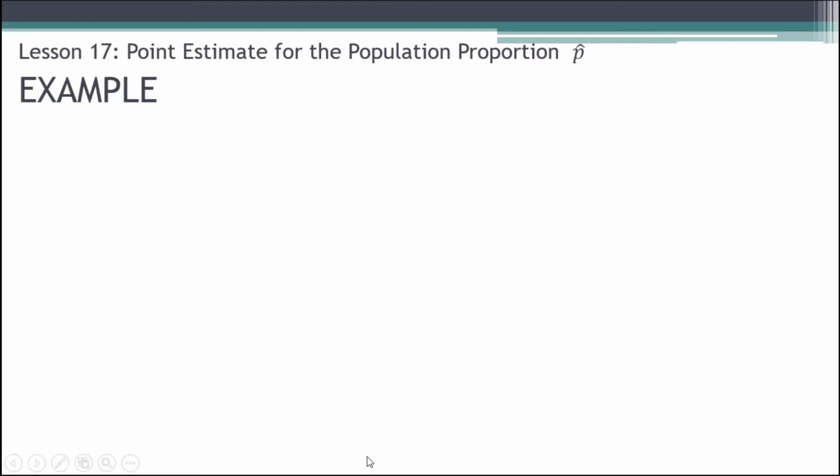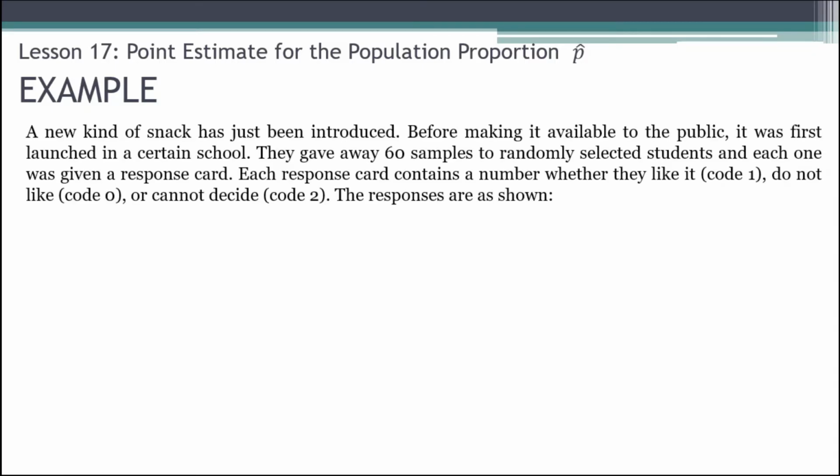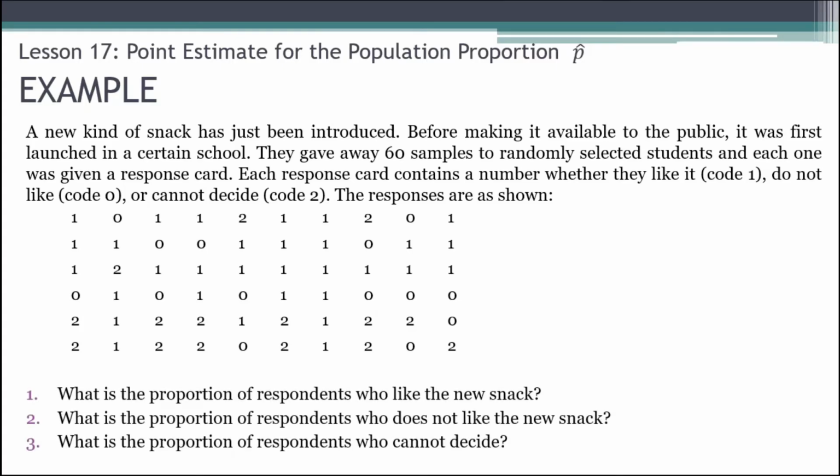Okay, good. Now, for example, a new kind of snack has just been introduced. Before making it available to the public, it was first launched in a certain school. They gave away 60 samples to randomly selected students, and each one was given a response card. Each response card contains a number, whether they like it, code 1, do not like, code 0, or cannot decide, code 2. The responses are as shown. What is the proportion of the respondents who like the new snack? And what is the proportion of those who do not like it? And the proportion of those who cannot decide.